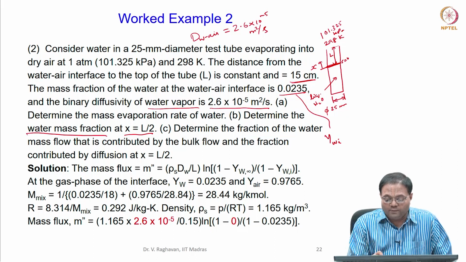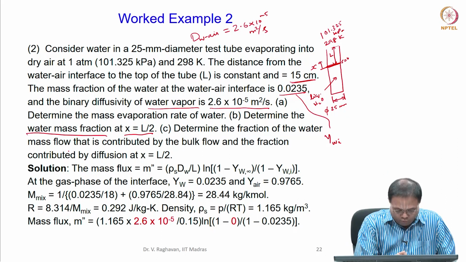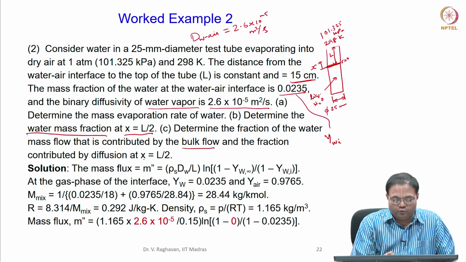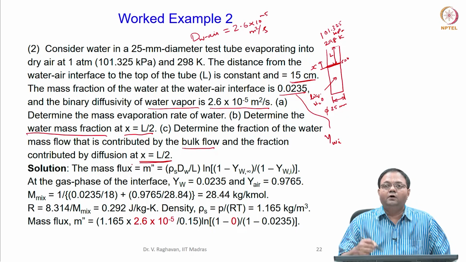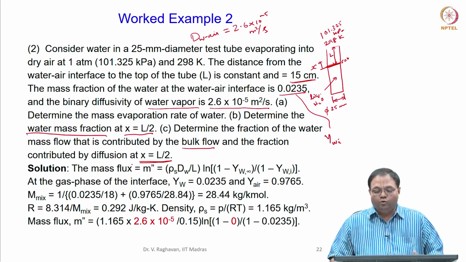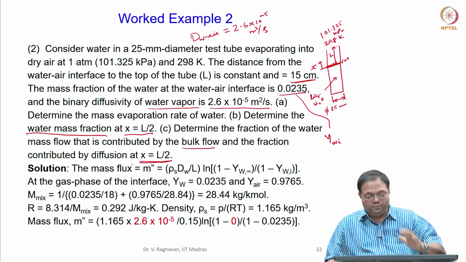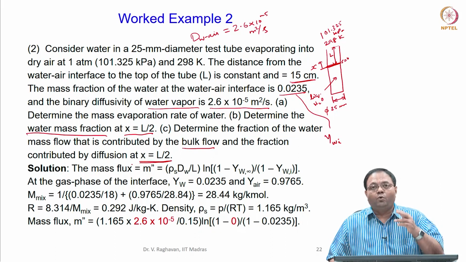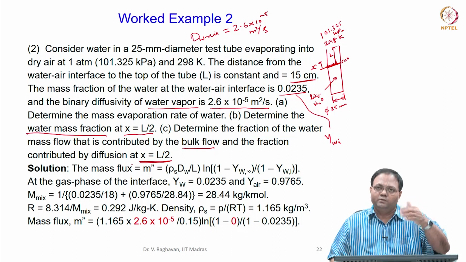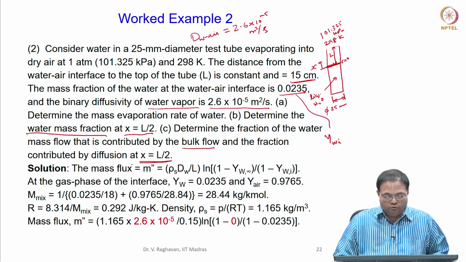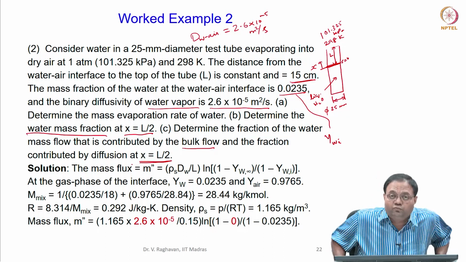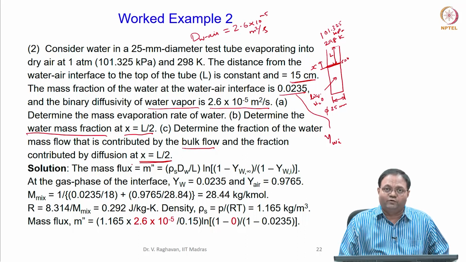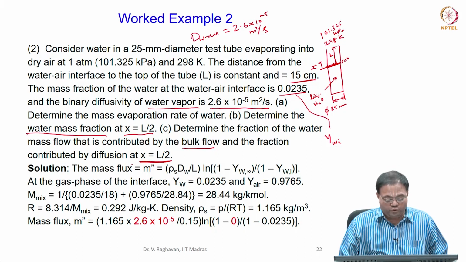Then determine the fraction of the water mass flow that is contributed by the bulk flow and the fraction contributed by diffusion at this length. So, once from the interface the evaporation is happening, how is the water vapor distributed at the midway of this column? What is the fraction of the mass flow at the location of L by 2 contributed by the bulk flow, that is the convective part, and contributed by diffusion?